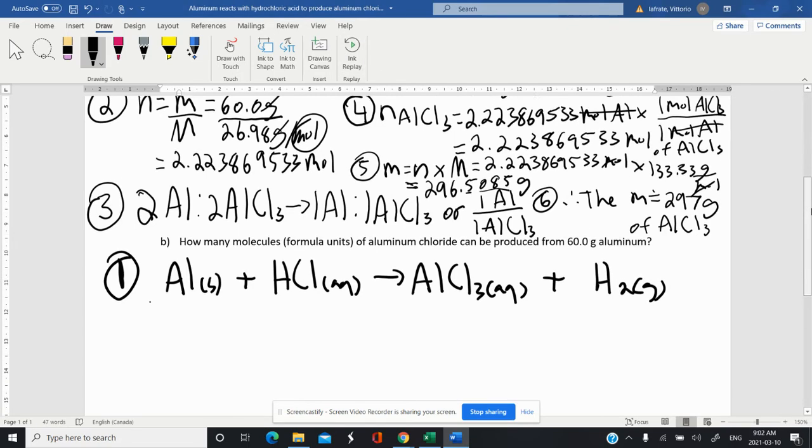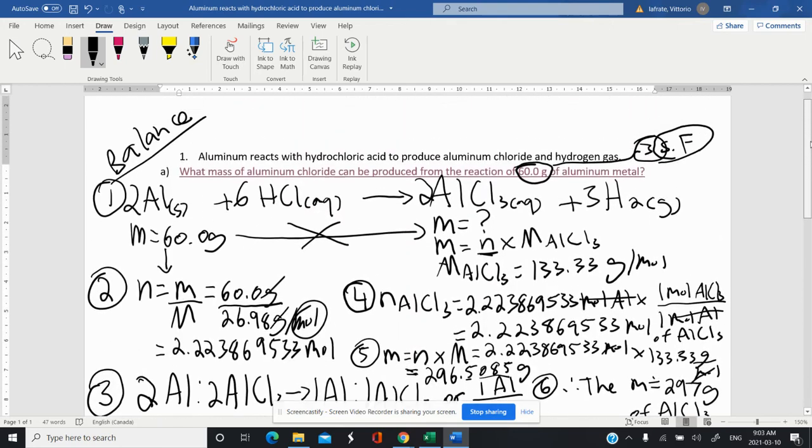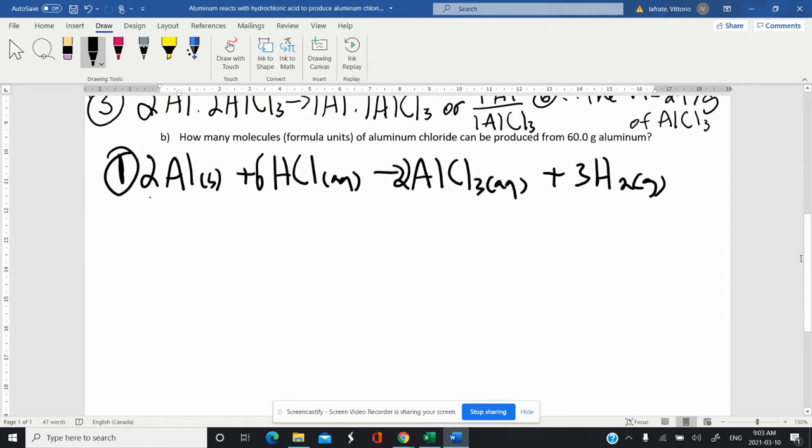We make sure it's balanced. That's the first most important thing to do, making sure that it's balanced. And so we put a 2 here, a 6 here, a 2 here, and a 3 here. And I believe 2, 6, 2, 3 was what we had in our previous example there. And we have a mass given to us over here of 60.0 grams, so 3 sig figs there. And what we want to find over here is the number of particles.